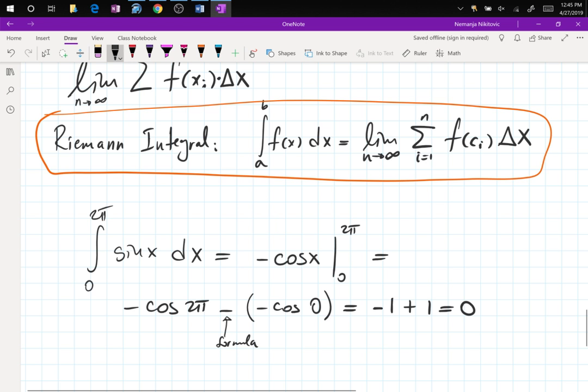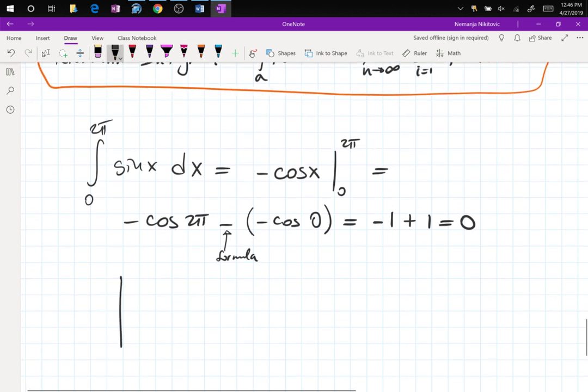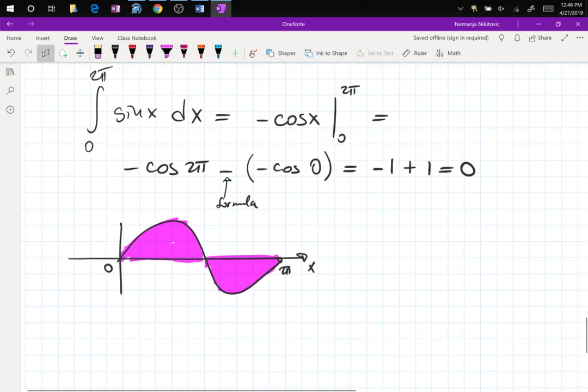So this calculation said to me that the area under the sine curve is 0, and I know it's not, because I can see it. I can color. Right? So if I draw the period of sine between 0 and 2 pi, well, I can take the color and I can paint. So is the area 0? I know it's not 0. There is area. So we need to address this issue.